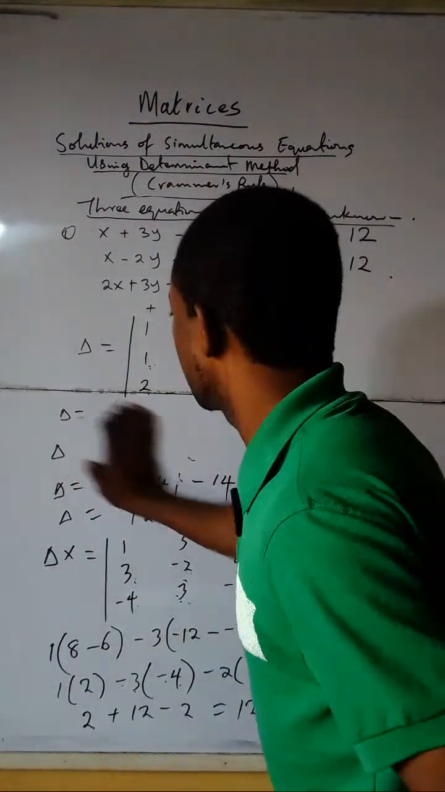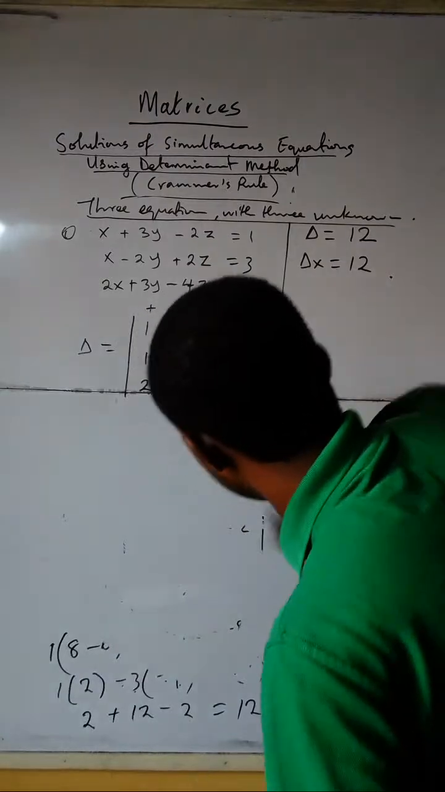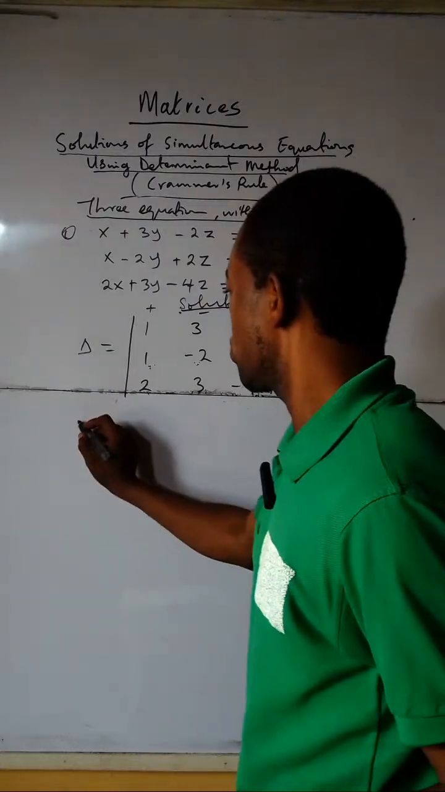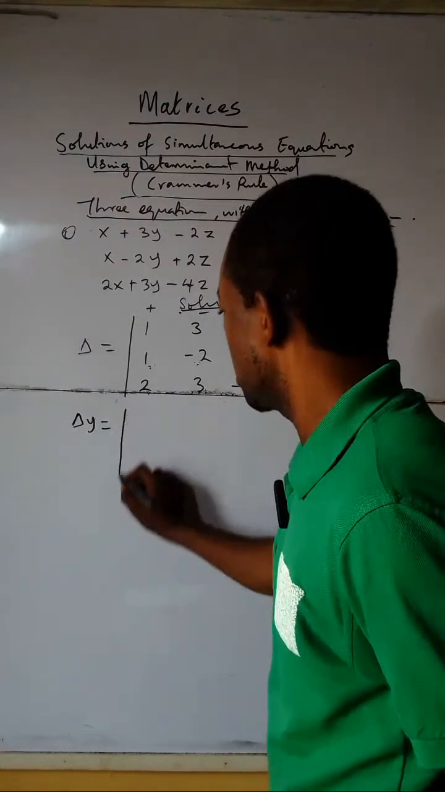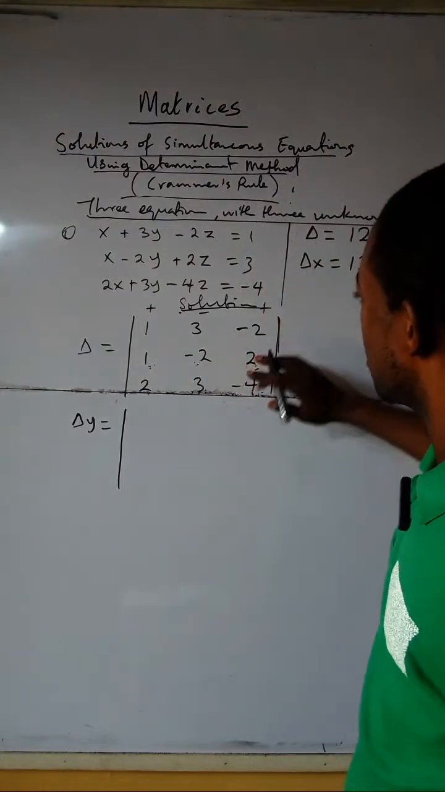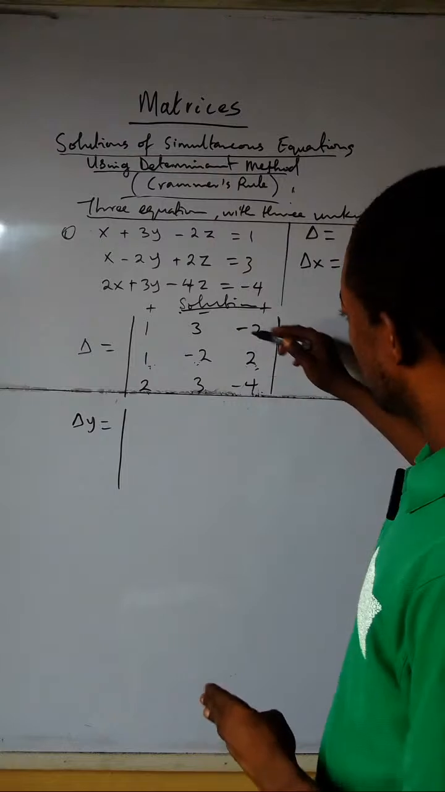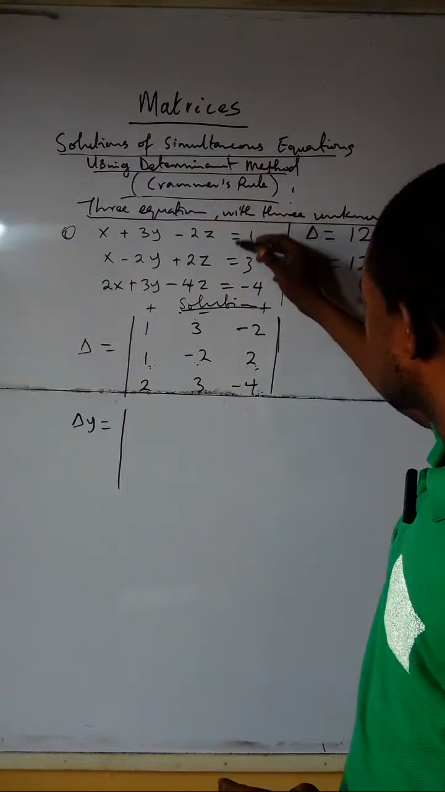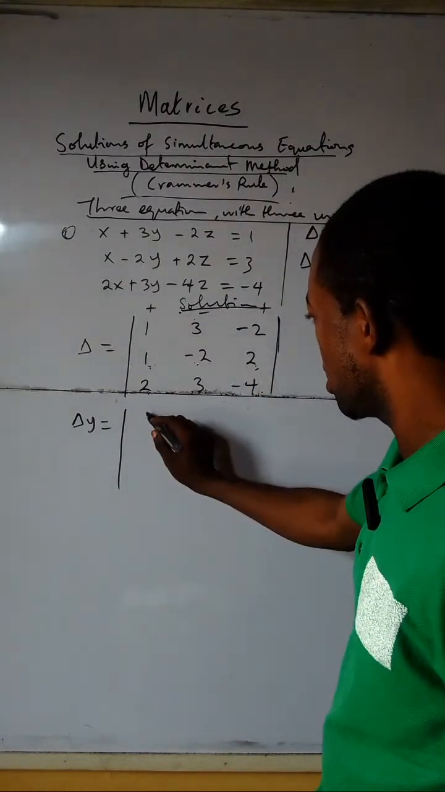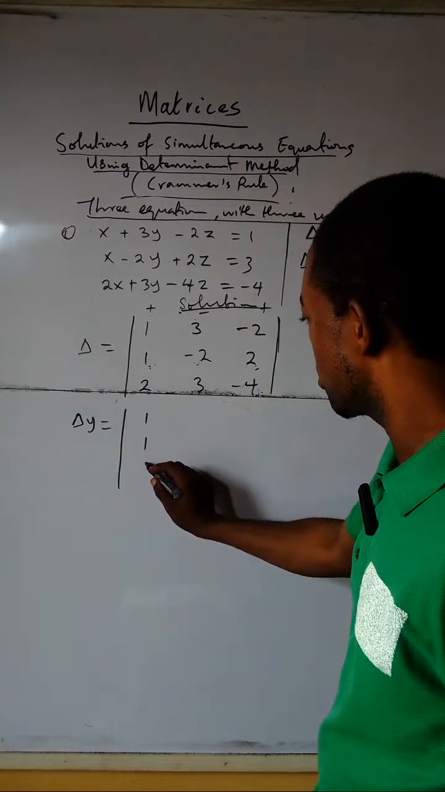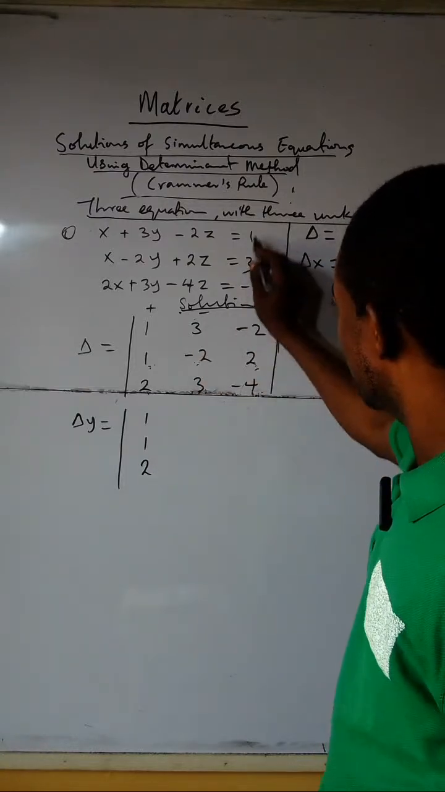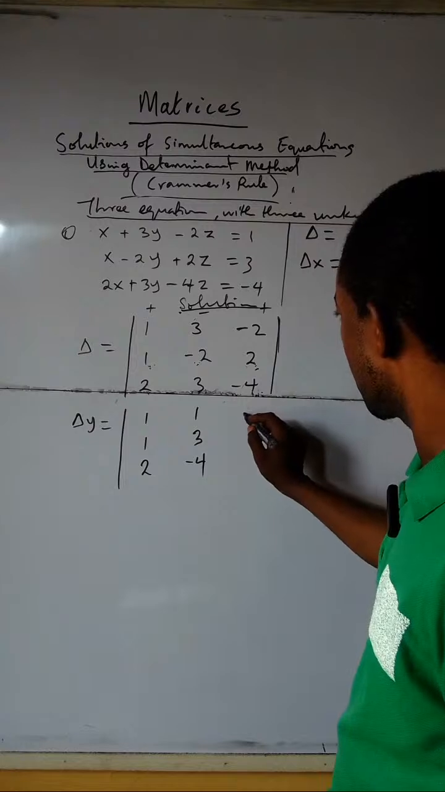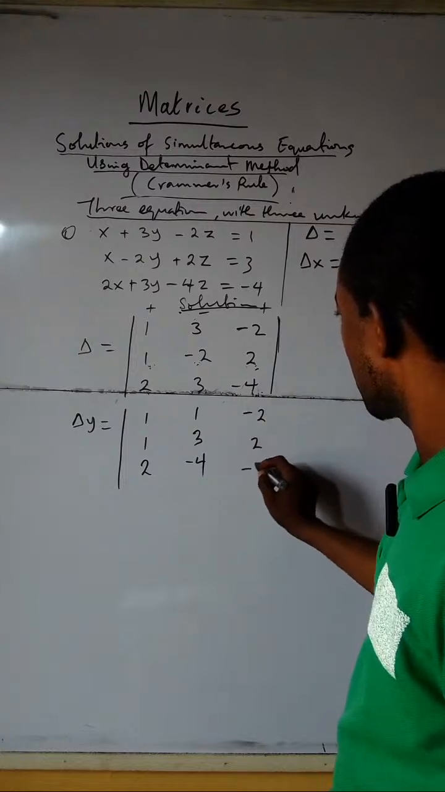So, very quickly from here, the determinant with respect to y will be similar to what we have here as the determinant, but we are going to change the second column. The second column, which is a column of y, we change everything here to the constant on the right hand side, which means we still have the first column, the same thing, 1, 1, 2. Then the second column replaced as 1, 3, minus 4. And the third column maintained as minus 2, 2, minus 4.